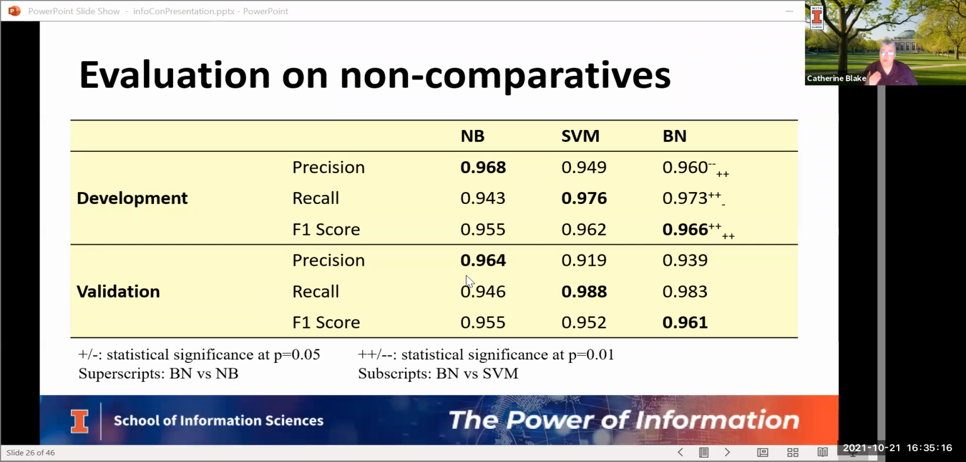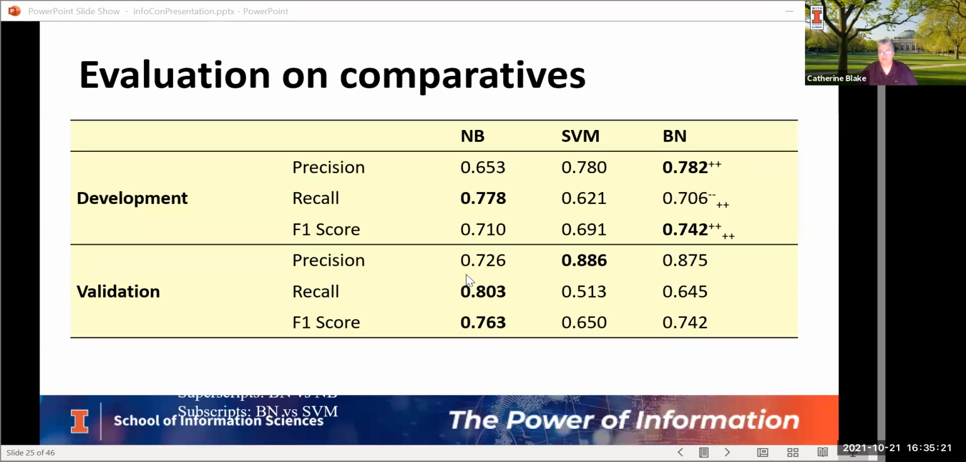Because there's only 5% that are comparison sentences. So what's more important for us is an evaluation of comparatives only. These are not just how well you did overall, but how well you did on the actual comparison sentences that are of interest to us. We'll just focus on the validation set. You can see that the precision was the highest using the support vector machine, and that gave us a 0.886. So of the sentences that the system gave us, 88% of them were comparisons and the others were not, so they were wrong.